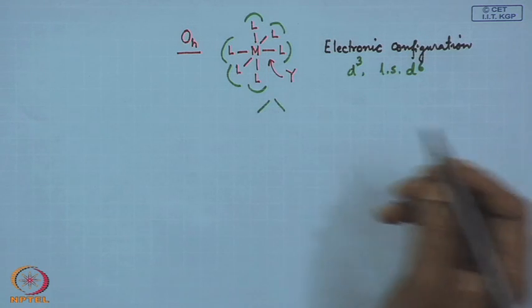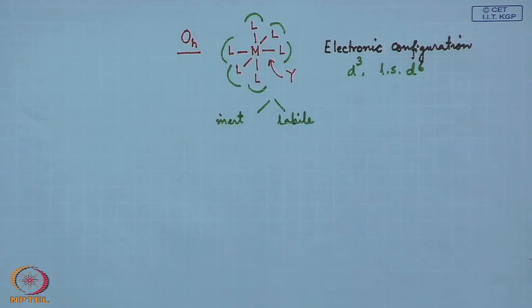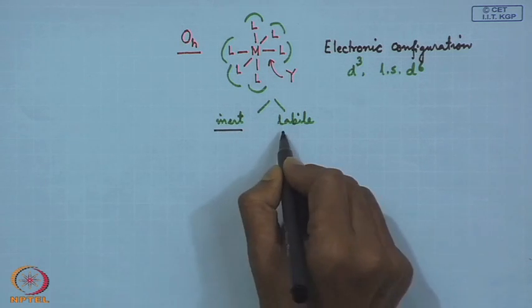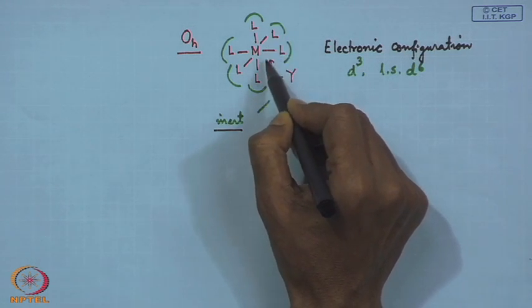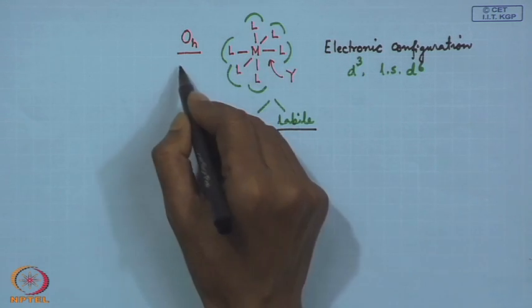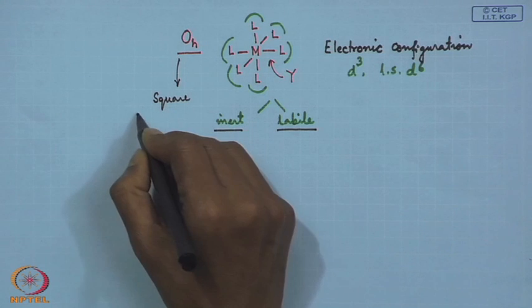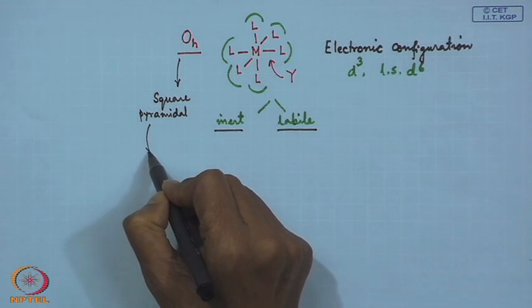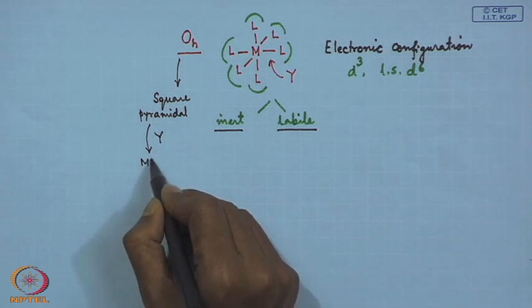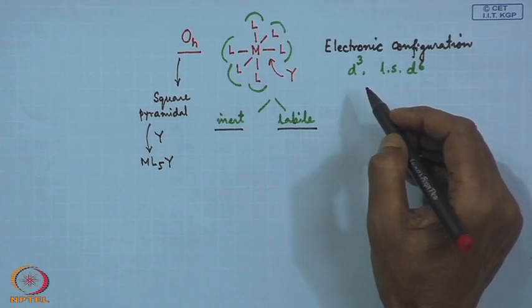And we got two types of these molecules, which are inert or labile. Inert in terms of substitution and labile also in terms of the corresponding substitution. So, when these molecules go for this type of reaction, if one particular L is dissociating from the metal center, then after removal of one L we have a square pyramidal geometry. And this square pyramidal center then accepts Y, giving ML5Y.